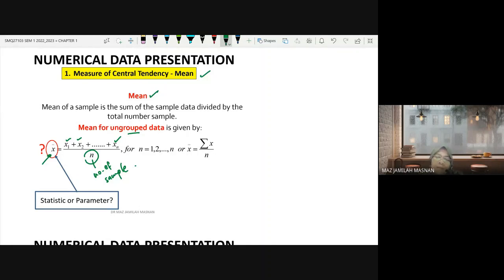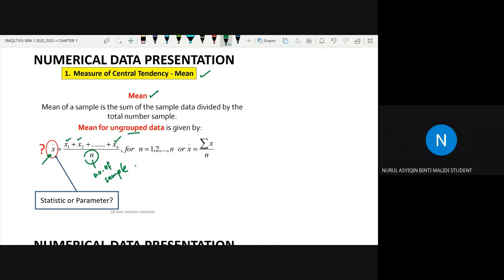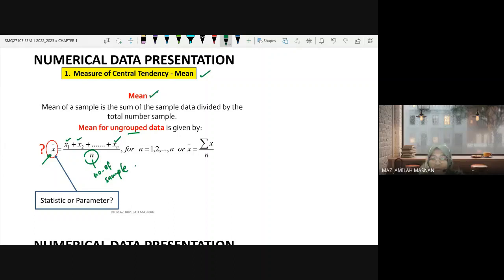Why statistic? Involve all data. No. If you are talking about all data, it will be a parameter. All data, and your n would be capital N. See, you are using your small n. So small n reflects your sample. So we know that statistic reflects data from a sample. So if you see, our X bar is referring to a statistic.